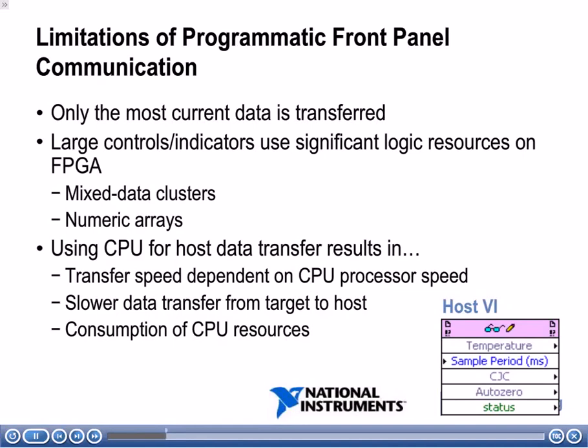So if you have a big numeric array, for example, that's going to take up a lot of resources, which is not good. Also, one other limitation is that this method mainly uses the CPU on the host to transfer that data. So because of this, the transfer speed of this method is dependent on your CPU processor speed. Also, you're going to have slower data transfer rates going from the target to the host. And again, because it's using the CPU, it's going to be using CPU on your host computer.